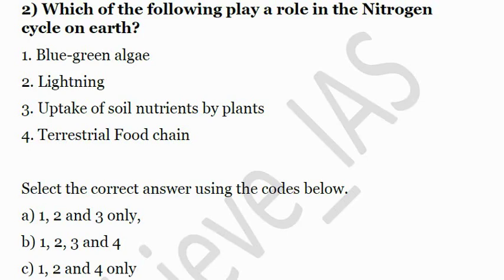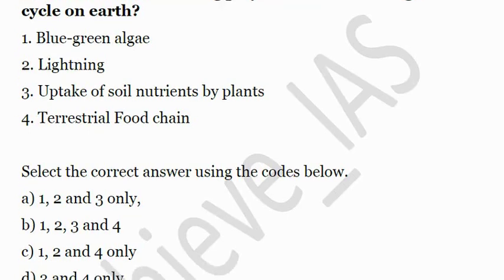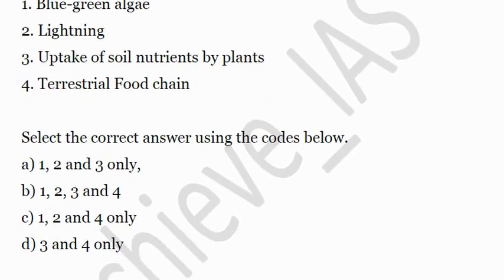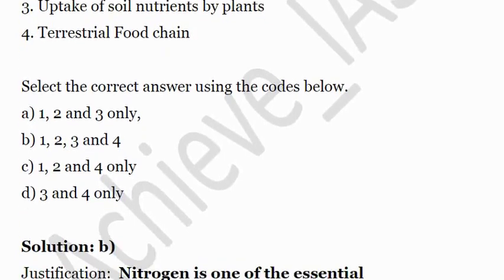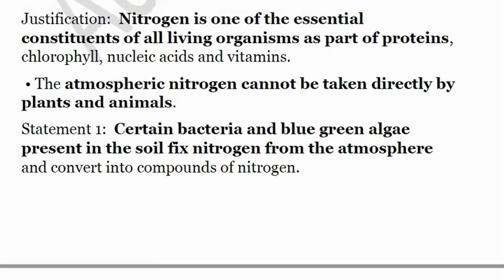So the correct answer is all of these, 1, 2, 3, 4. So the correct answer is B, 1, 2, 3, and 4. So this is about your second question. So the solution is B, friends. So here is the explanation. Let's see what it says.